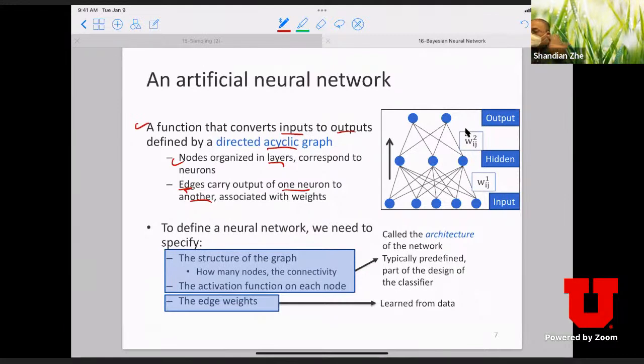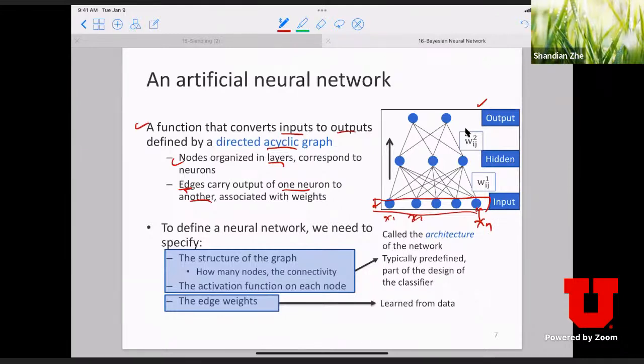So if we take a look at the structure of the neural network, it's just one example. We have 3 layers. At the bottom, we've got the input layer. Each node or each neuron in the input layer corresponds to an input feature. This might be x1, x2 to xn.